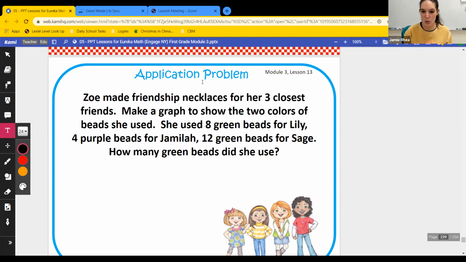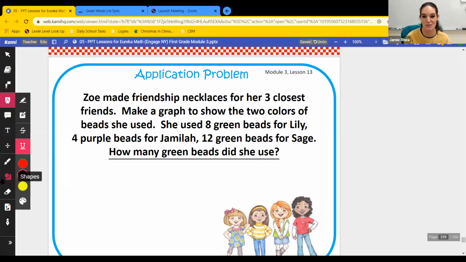Here we go. Zoe made friendship necklaces for her 3 closest friends. Make a graph to show the 2 colors of beads she used. She used 8 green beads for Lily, 4 purple beads for Jamila, and 12 green beads for Sage. How many green beads did she use? Okay. We need to answer, how many green beads did she use?